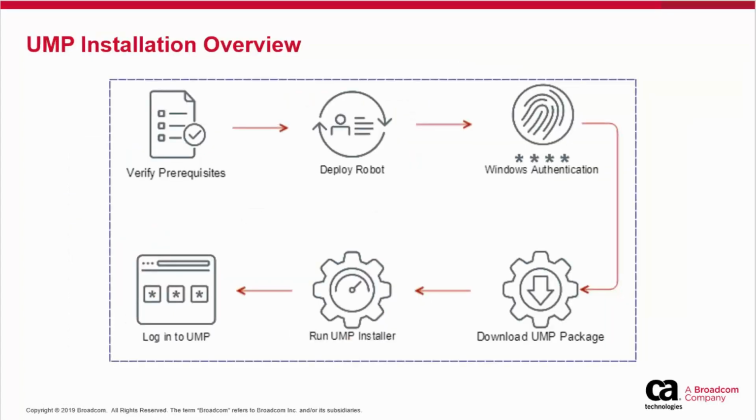This diagram shows the high-level steps for UMP installation. First, you will verify prerequisites. Next, you need to deploy the robot to the UMP server. After that, you need to set up Windows authentication in the UMP. Next, download the UMP install package to the primary hub server, and then run the UMP installer from the primary hub server. To verify the installation, log into the UMP.